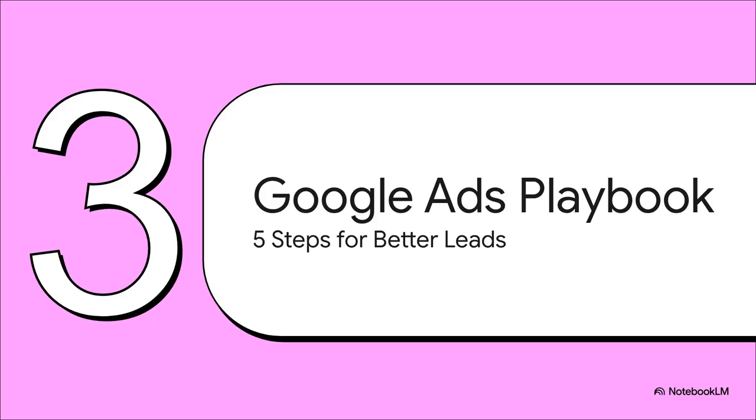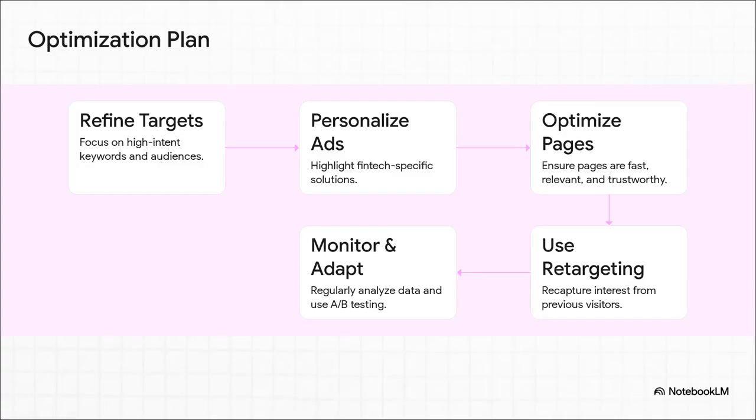Let's get into the practical stuff. Here is a 5-step playbook you can literally start using today to seriously upgrade your Google Ads game. Here it is, your roadmap. First, refine your targeting. Stop wasting money on the wrong audience. Second, personalize your ad copy so you're actually speaking their language.